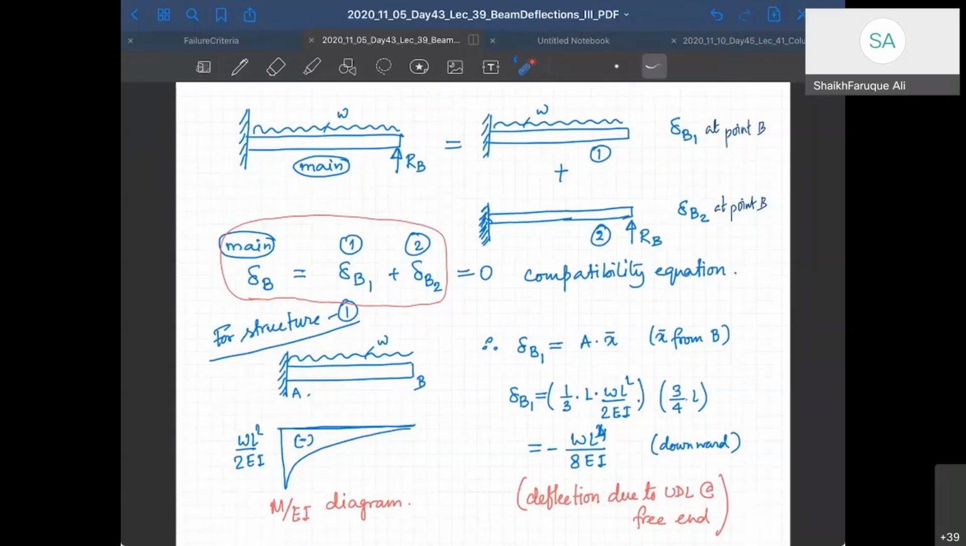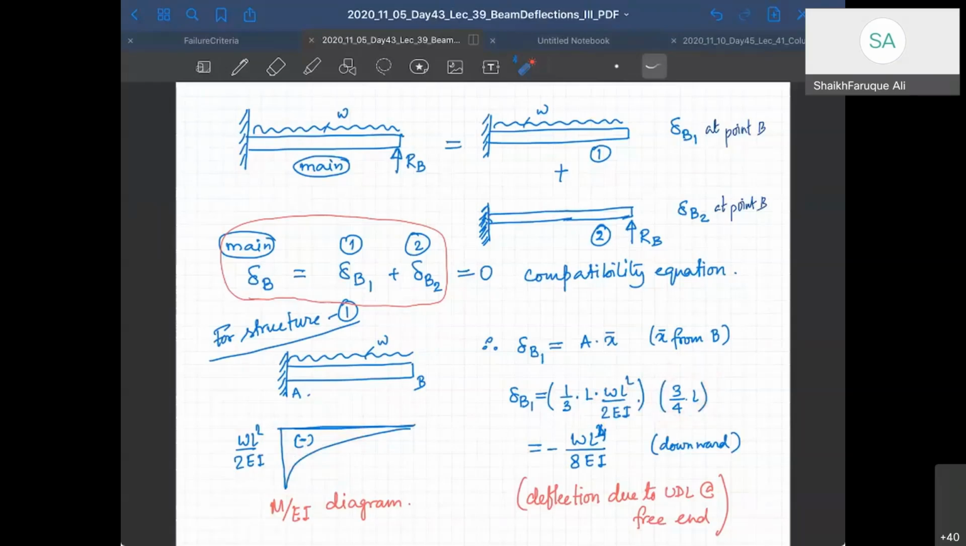So delta B1 using the moment area method is A times x bar, to be calculated from this point. Your area is, since it is the area of a parabola, 1/3 times L, the length here, times the height, WL square by 2EI. This is the area under the M by EI diagram, the bending moment by EI diagram, and that should be multiplied with the arm, right?